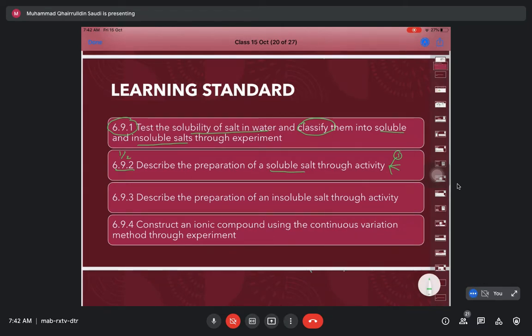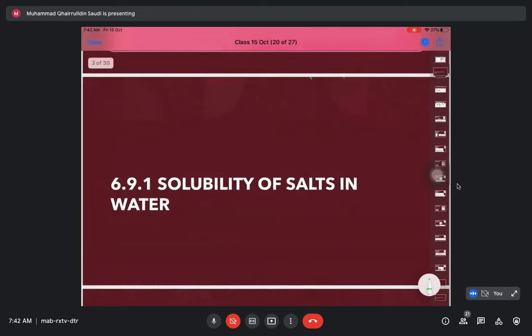Okay, next. So first, we are going to the first one, the solubility of salts in water. You should know which salt are soluble salt and which salt are insoluble salt. And you should memorize them. Okay, that should you first classify soluble and insoluble. Okay, and then memorize. That is what you need to do in this learning outcome number 1. Okay.